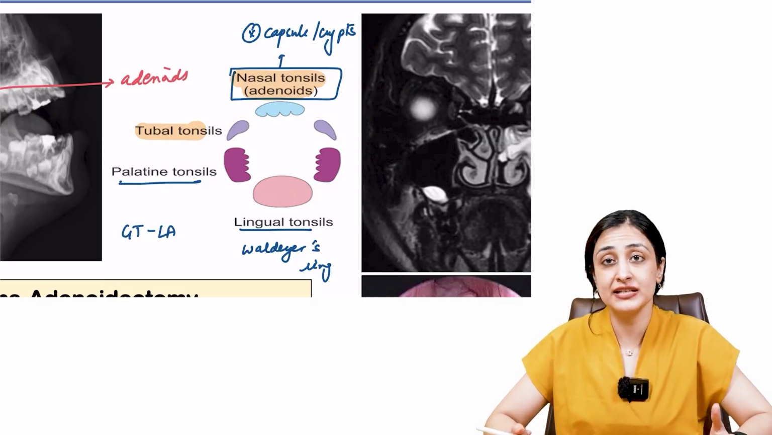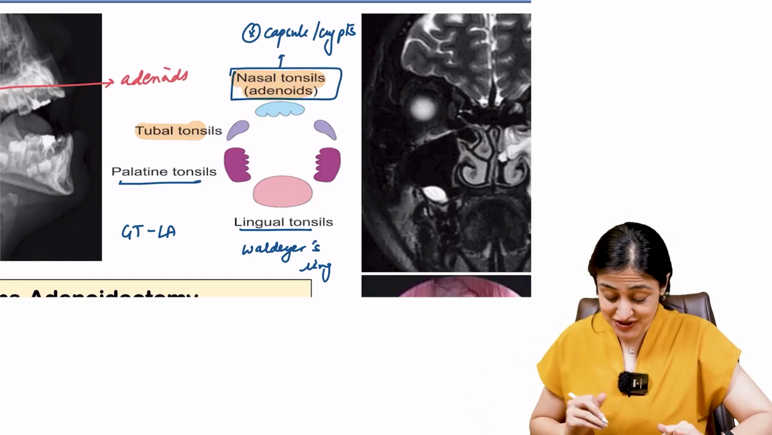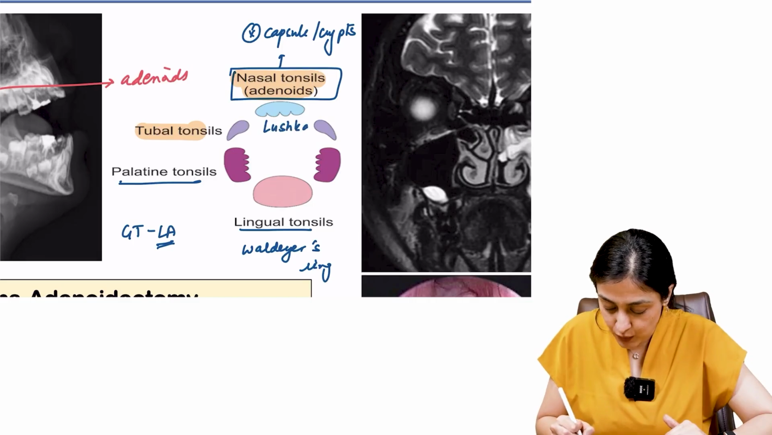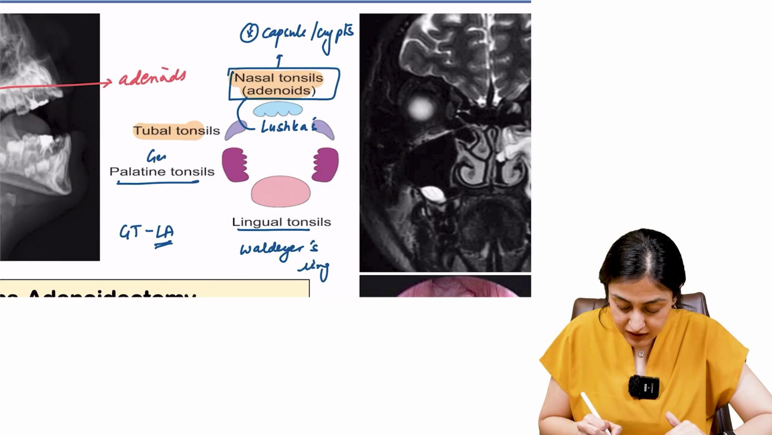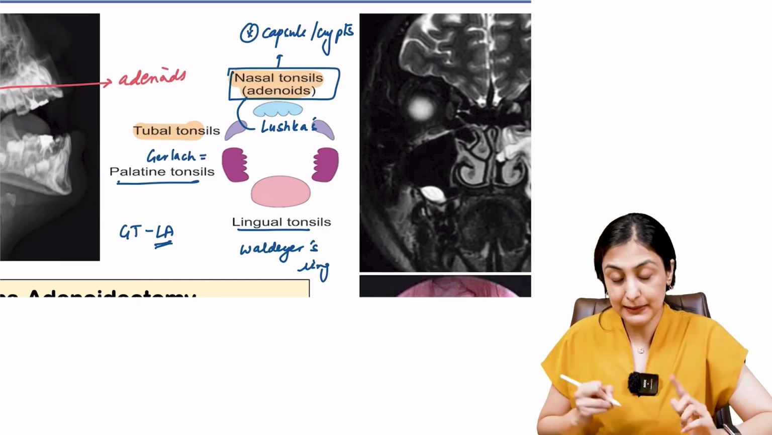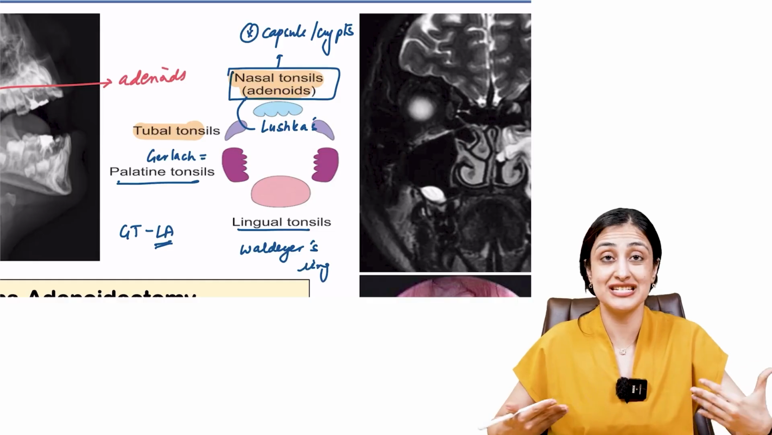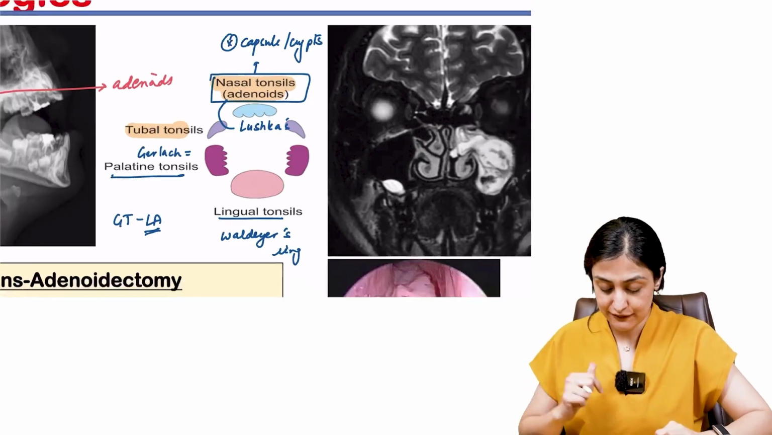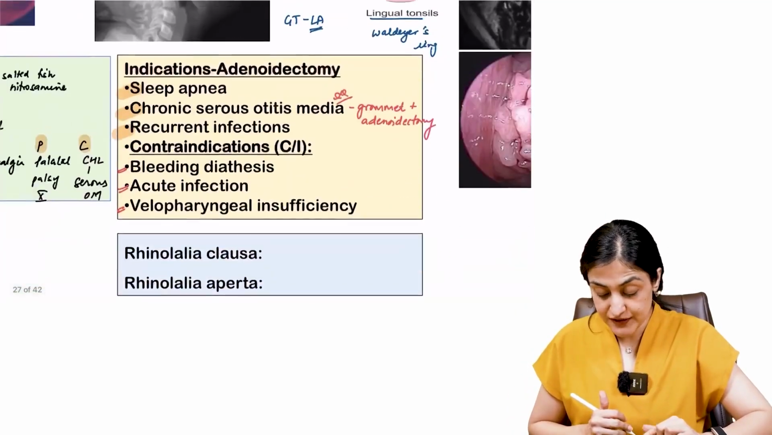Now there is a GT, grand test in LA. Okay, so what is GT in LA? Luschka's nodes are what are called adenoids, and Gerlach's nodes are what are palatine tonsils. So just remember GT in LA. L is adenoids, T tonsils are Gerlach's. Fine. So this is about Waldeyer's ring.